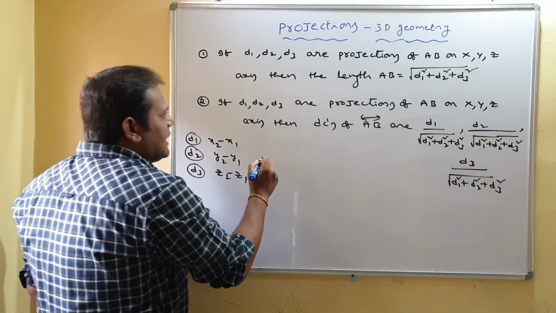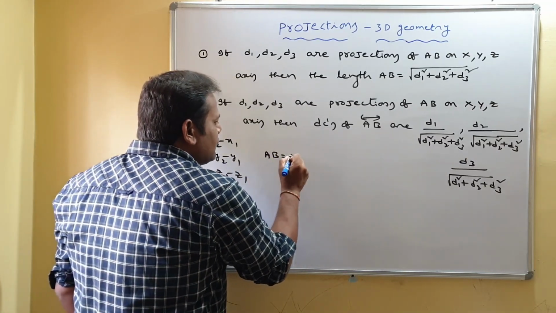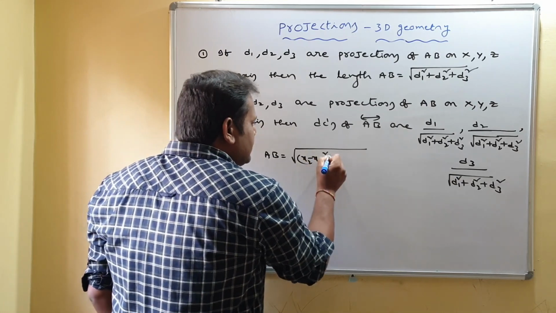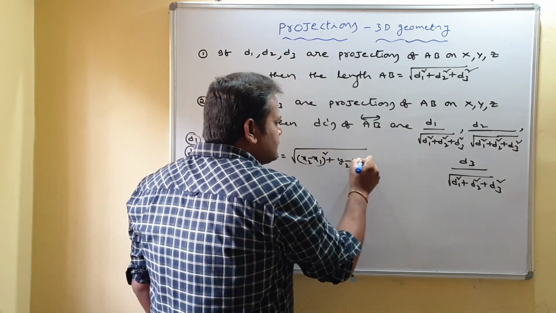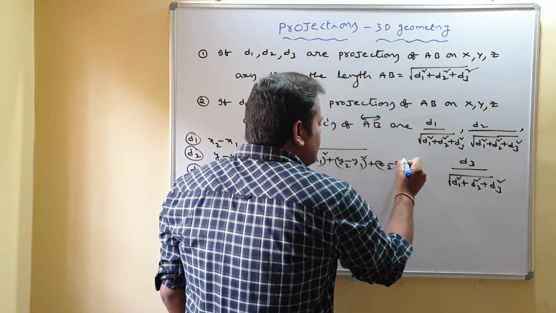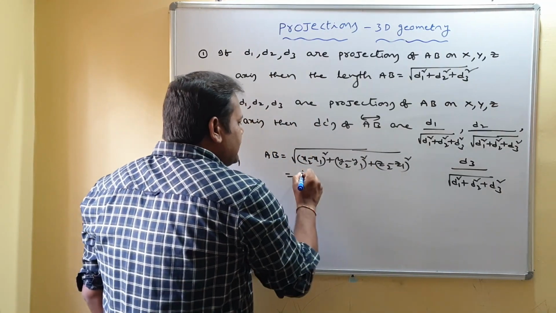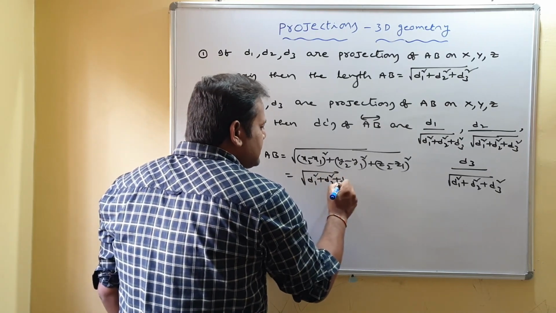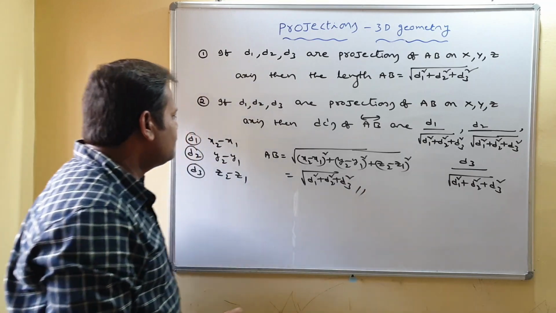Now they are asking what is the length AB. It is root over x2 minus x1 whole square plus y2 minus y1 whole square plus z2 minus z1 whole square. So it is root over d1 square plus d2 square plus d3 square.